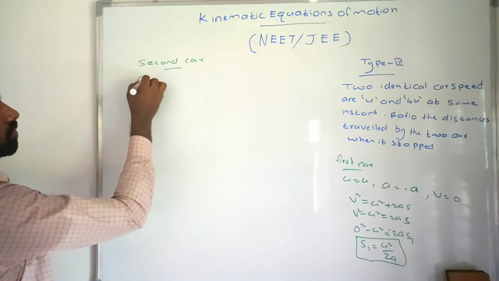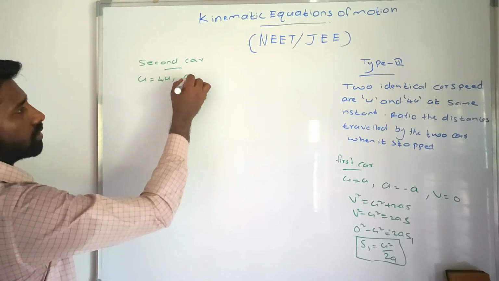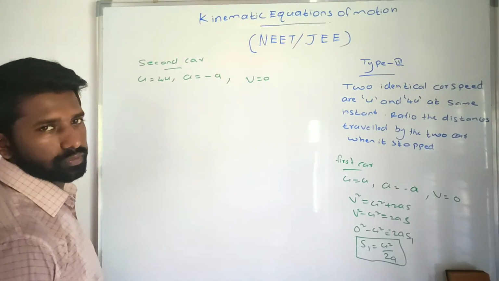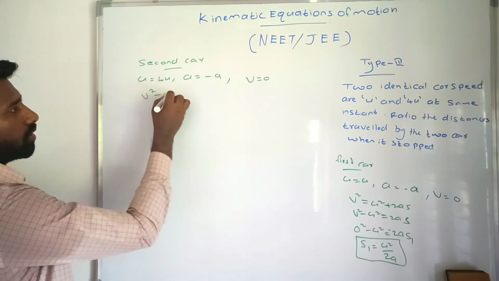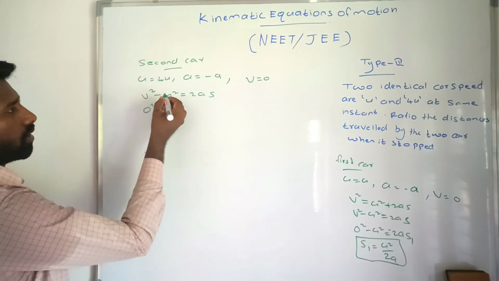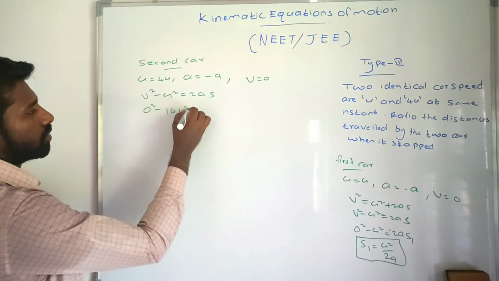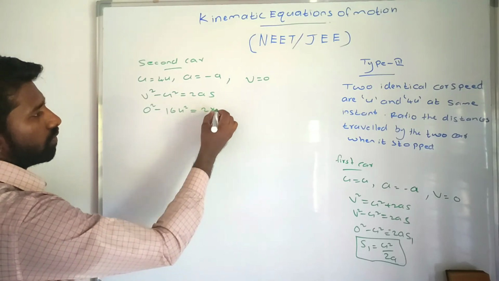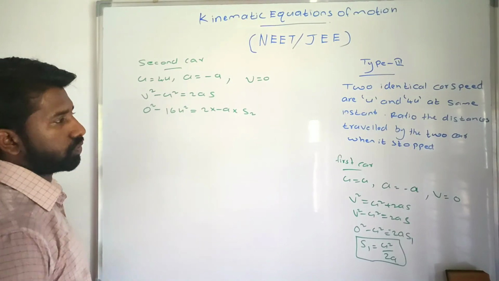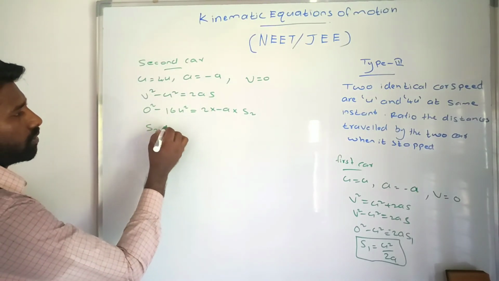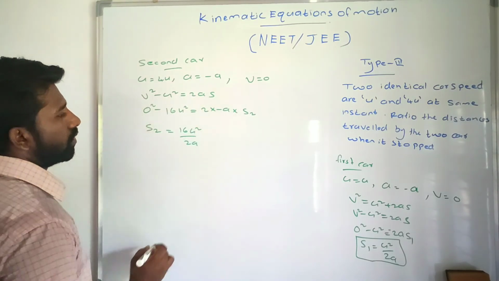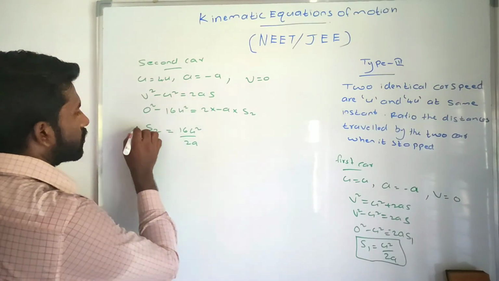For the second car, what about the initial velocity? U is equal to 4u, and the acceleration is the same because identical car, and the final velocity is 0. Okay, we'll substitute in the equation v square minus u square is equal to 2as. What about v square? 0 square, and the initial velocity square is 16u square, that is 4u square, equal to 2 into minus a into s. The distance traveled by the second car I have taken as s2. So s2 is equal to, minus minus cancel, 16 u square divided by 2a you will get. Okay, this I will keep like that.